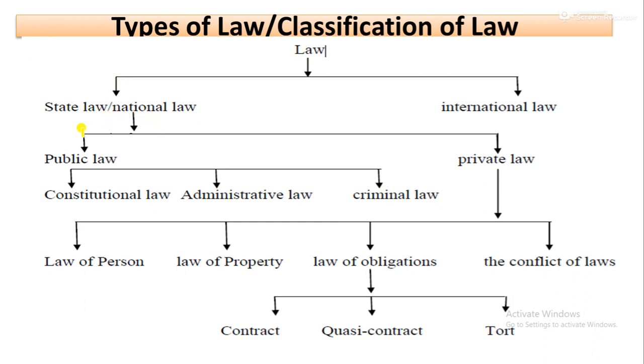Then national law is divided into public law and private law. Public law is also divided into constitutional law, administrative law, and criminal law. Private law is divided into law of person, law of property, law of obligation, and conflict of laws. The law of obligation is classified into contract law, quasi-contract law, and tort law. These are the main classifications of law for our understanding.